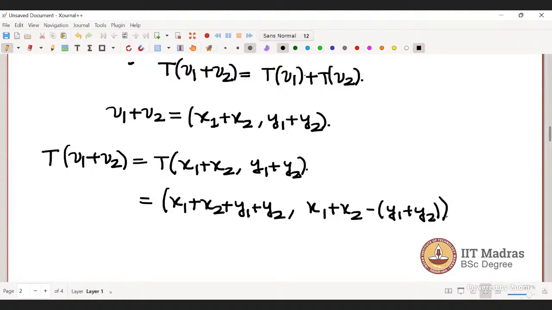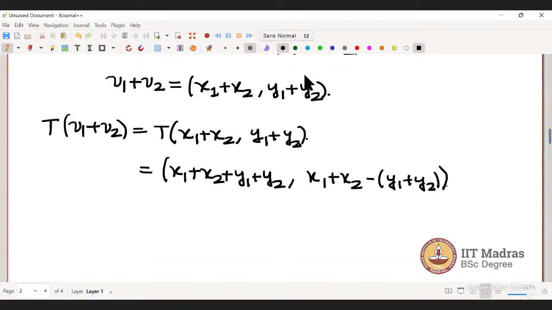Sir, where we are adding V1 plus V2, we could have done coordinate-wise addition, like x1 plus x2, where x1, y1 is the coordinate of V1. Yes, fine. Proceed, sir. So this is T of V1 plus V2.